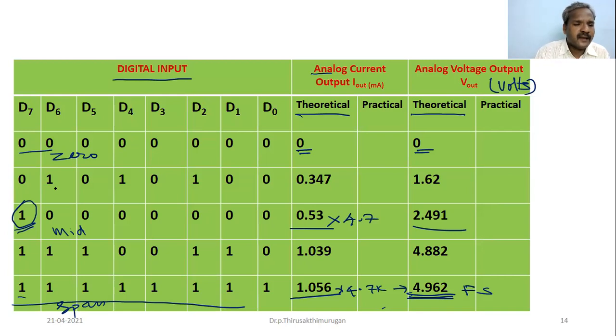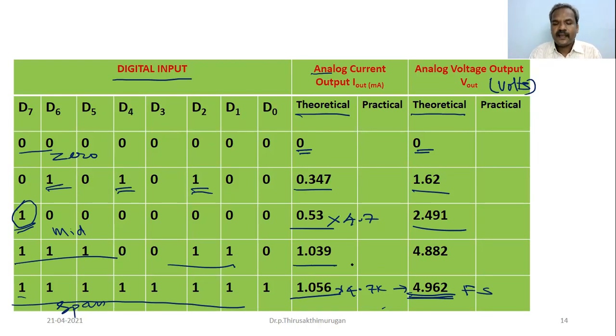Similarly, you can operate this weightage of the digital bits. I calculated for this digital weightage bit, the theoretical current is 0.347. The theoretical voltage is 1.62. I am also considering one digital weightage value between the mid value and the span value. For this, I am getting 1.039. Then multiplied by the 4.7K, I am getting 4.882.